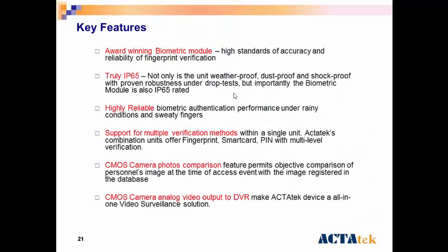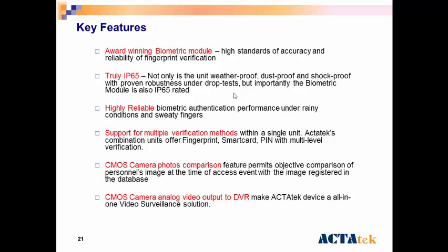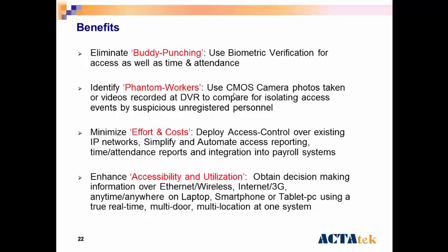The key features are that it's an award-winning biometric module. It's truly IP65. It's highly reliable, with support for multiple verification methods. It has a CMOS camera that can be used for photos, and the same camera can also be used for video output. The benefits are that it eliminates buddy punching since it's biometric. It identifies phantom workers using the camera, minimizes efforts and costs, and enhances accessibility and utilization.